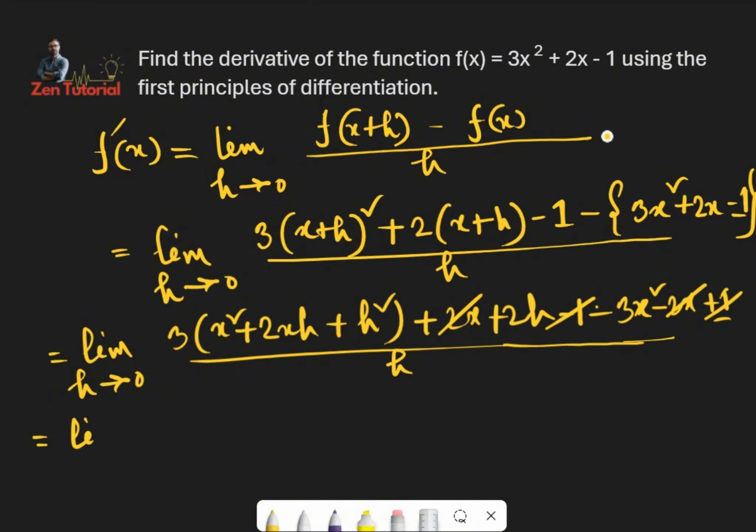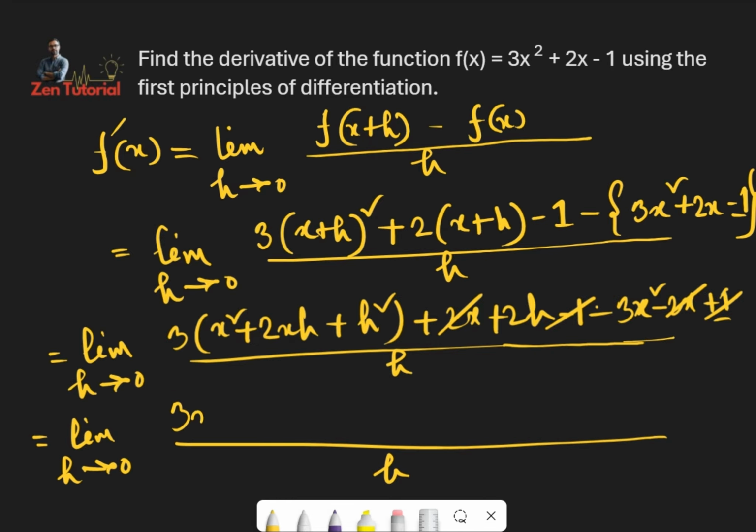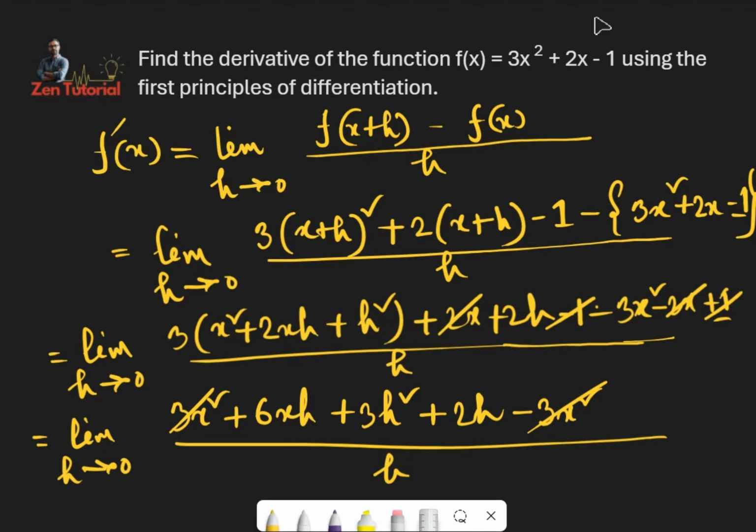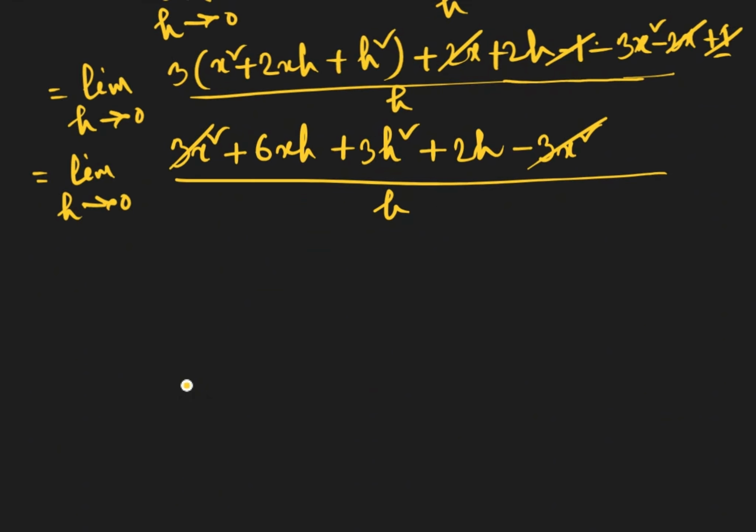The following line will be limit h tends to 0. Here 3x square plus 6xh plus 3h square plus 2h minus 3x square. 3x square cancels out. Now the next following line will be h tends to 0.